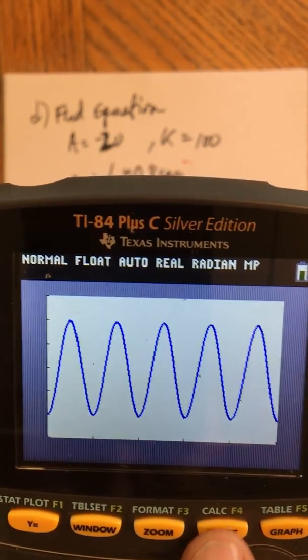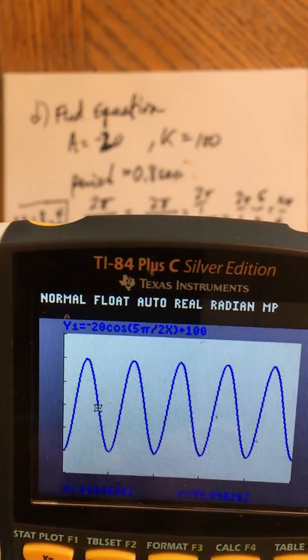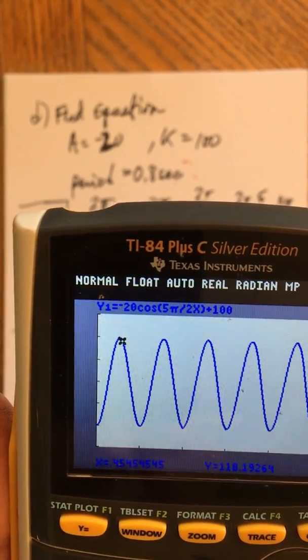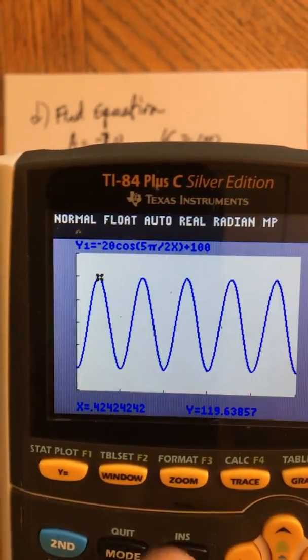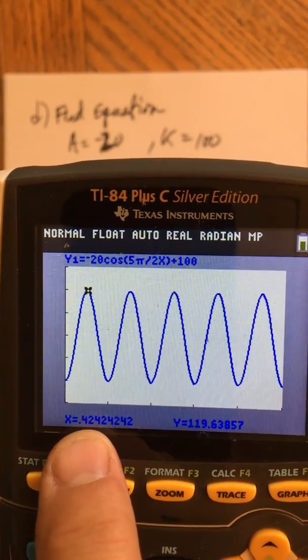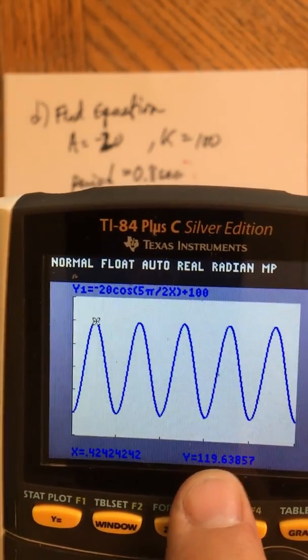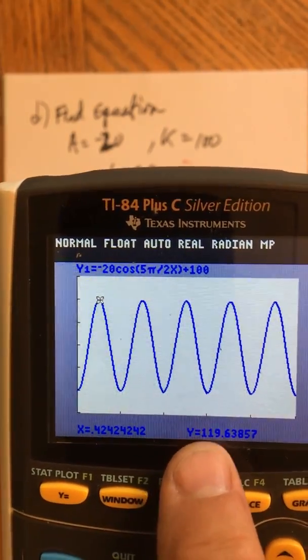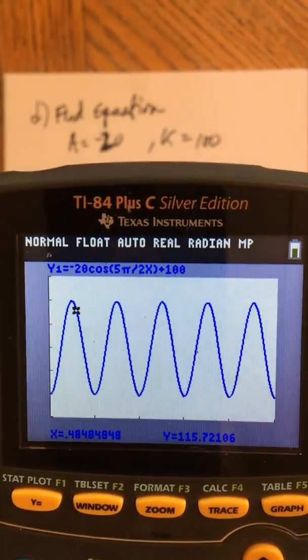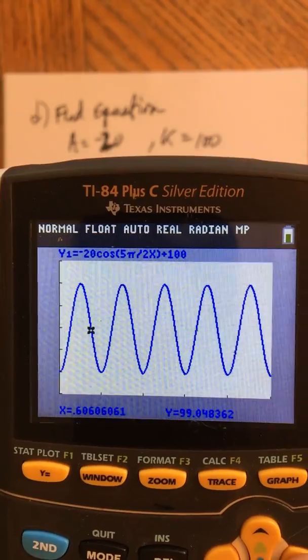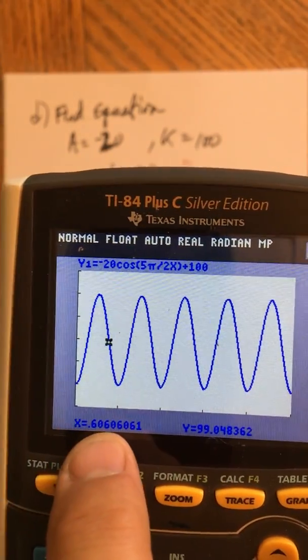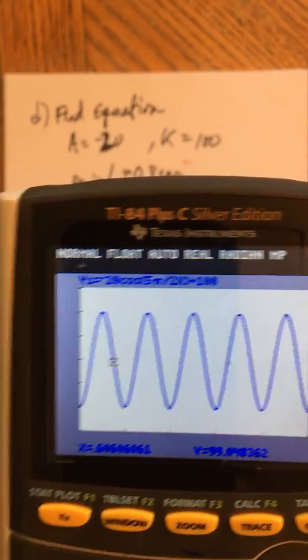And you can trace this, and you can see things like, okay, where is the max? And it looks like at about 0.42 seconds, you're almost at 120 for your systolic pressure. Then you can see where it is probably about 100. It's at about 0.61 seconds, and so on and so forth.